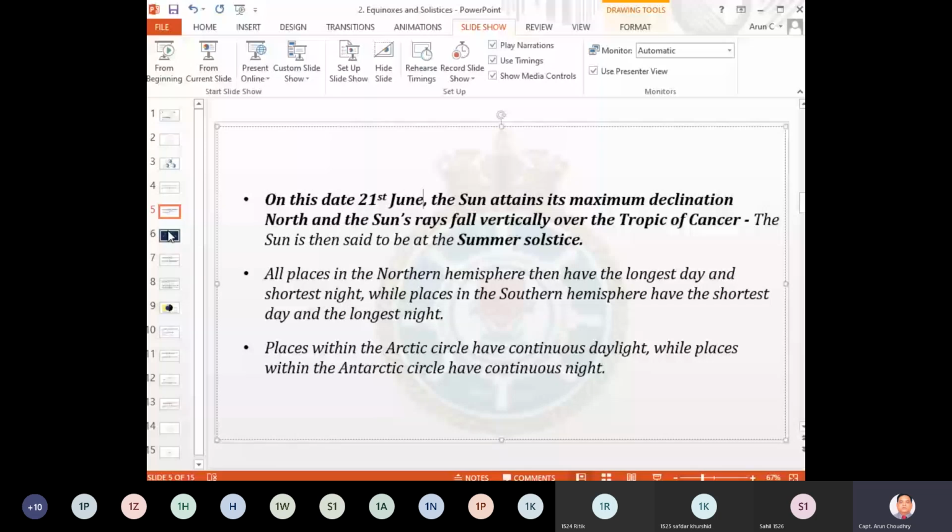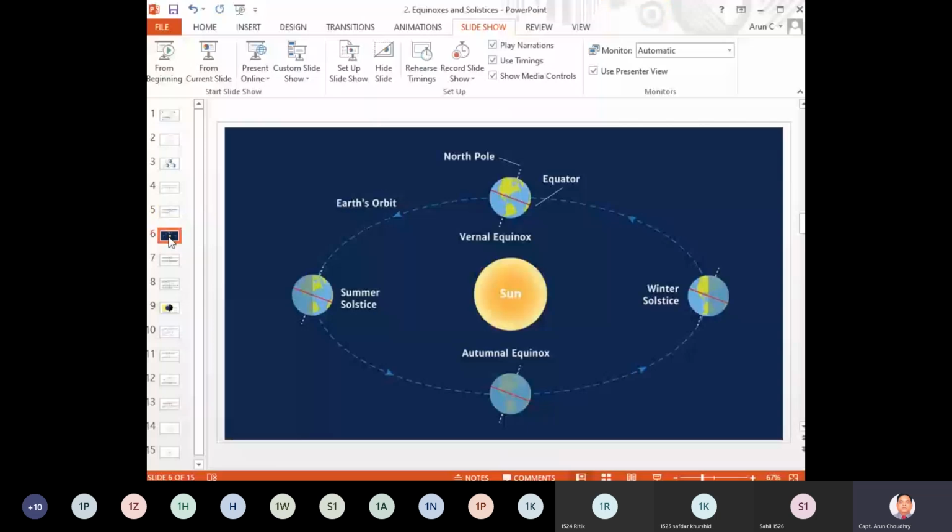Okay, this is the same as what we saw in the movie. Okay, this is the winter solstice, and here we have the summer solstice. It is just turned the opposite way. Okay, the tilt has been shown the other way, or as if you are seeing the picture from the other side.